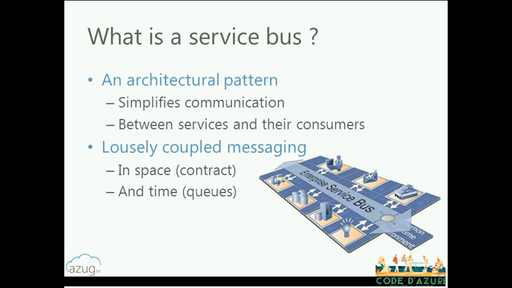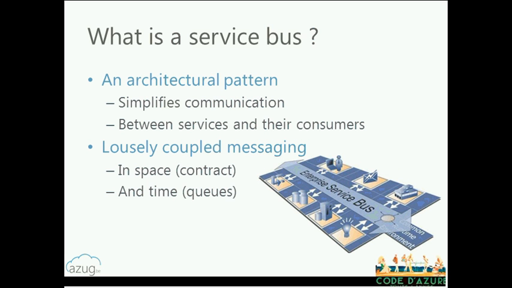Now, typically what you will see in a service bus pattern is loosely coupled messaging. Most of the time, this loose coupling is definitely in space, in the location where the services are deployed. Services and their consumers should not know where the other party is. This is typically reached by means of separating contracts, or defining contracts between the different components.